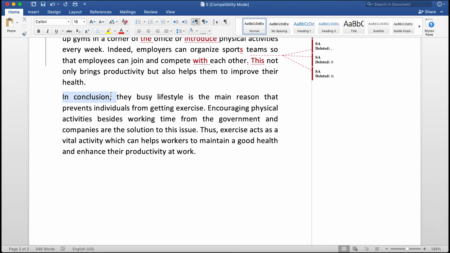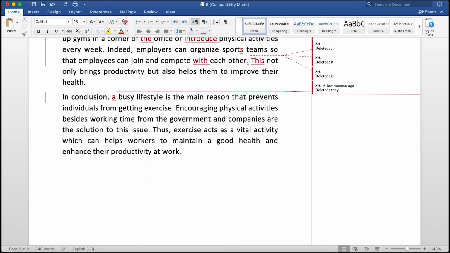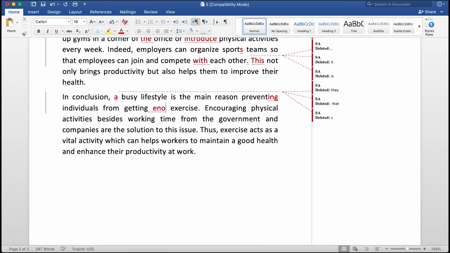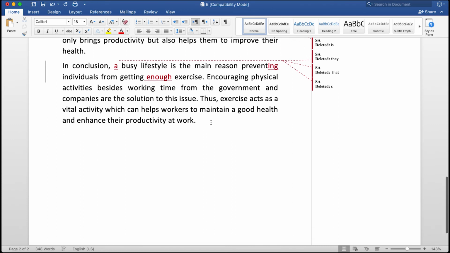And finally, the conclusion paragraph. In conclusion, the busy lifestyle is the main reason that prevents individuals from getting exercise. Okay, so not they. Let's go with a busy lifestyle is the main reason preventing individuals from getting enough exercise, right? Because maybe some of them do, it's just not enough. Encouraging physical activities besides working time from the government. We want to go with something that's brief and concise, so I don't think we need all of that.